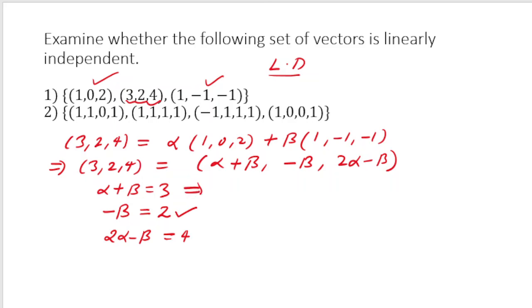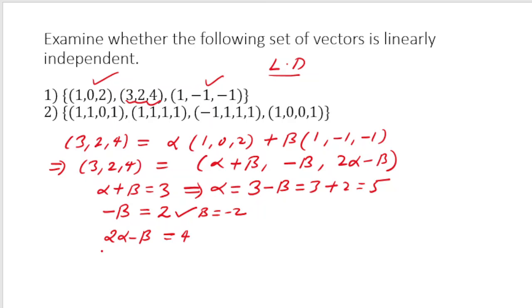From this equation I can get alpha also. So that is 3 minus beta. So that is 3, and beta basically is minus 2, right? So 3 minus beta means 3 plus 2. So we get 5.